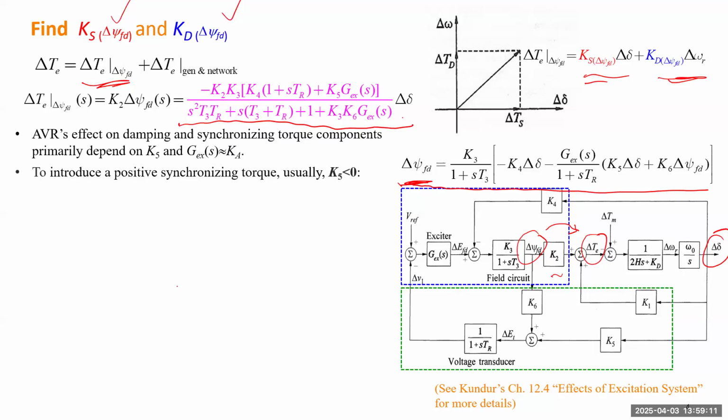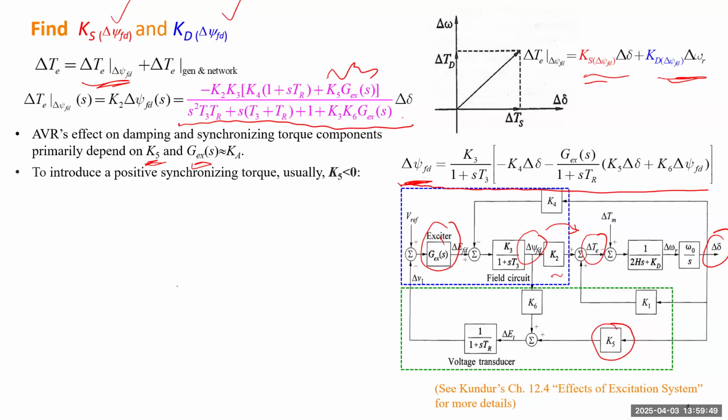Usually the AVR of the generator has some effects on the damping or synchronizing torque components, and the two most critical components in the transfer function will be K5, and the model of the exciter. K5 is here, exciter is there. Why? Because those two appear here, right? Depending on the range of the value.